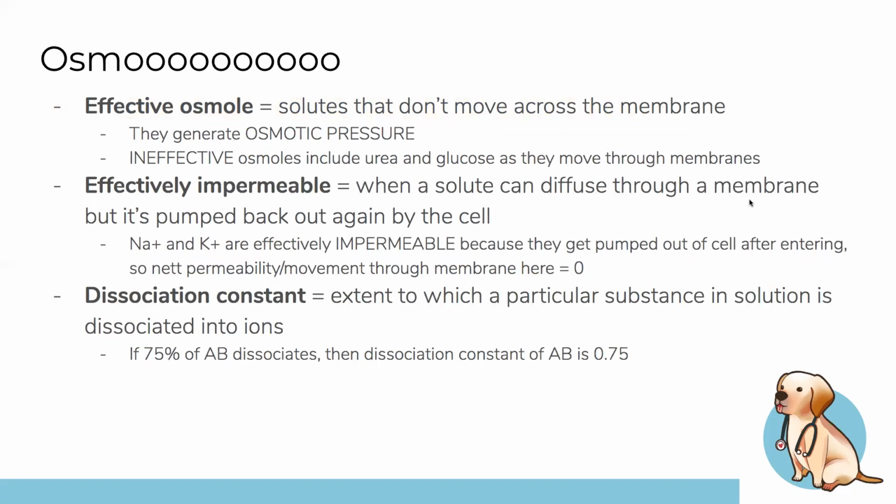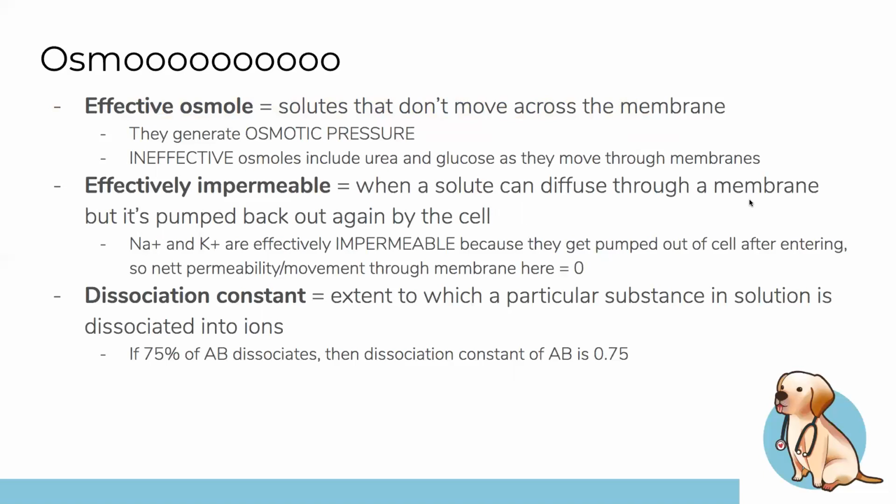So an effective osmol is solutes that can't move across the membrane, so non-diffusibles. These are the ones that generate osmotic pressure. And like we talked about before, sodium and potassium are effectively impermeable because they're pumped back out, so they can't actually diffuse through the membrane and stay there.